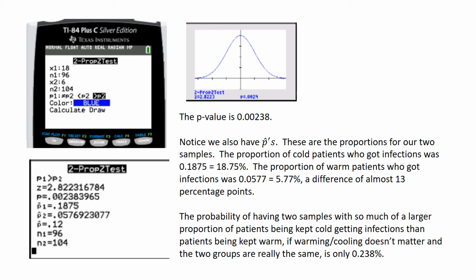The probability of having 2 samples with so much of a difference between them, so much larger of a proportion for the cold patients getting infections than a proportion of warm patients, so much that the probability of getting so much of a difference if these 2 groups are actually the same is only less than 0.25%, 0.238%. That p-value of 0.00238, the probability of these 2 samples having such a big difference just by chance, if the groups are really the same and we just got freaky samples, is tiny, less than 0.25%.